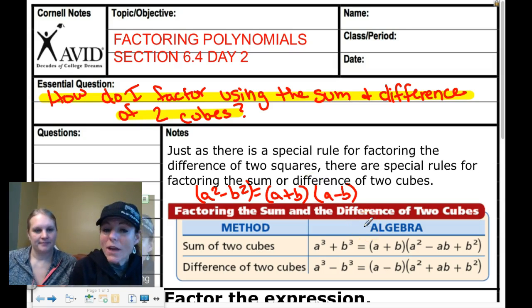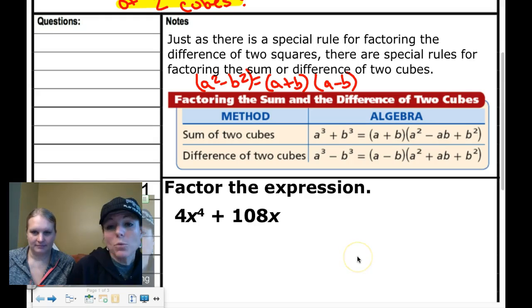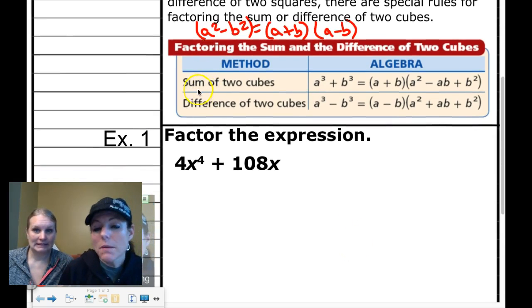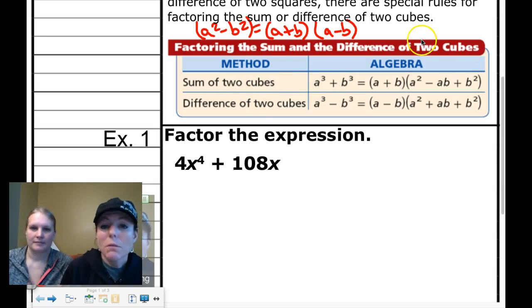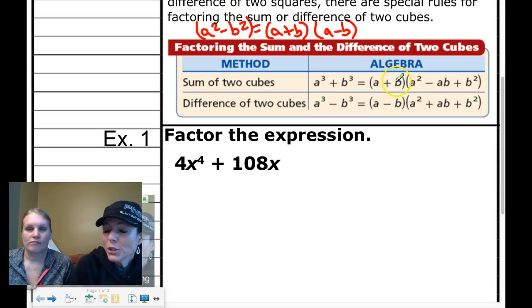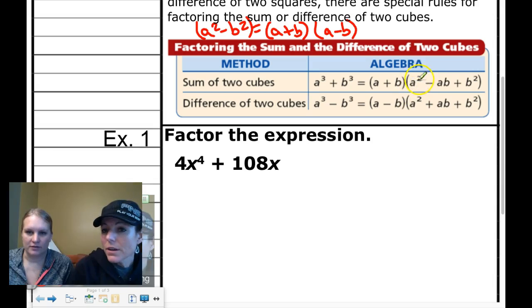We now have a rule for the difference or sum of two cubes. I'm going to warn you now, you need to memorize these. So, sum of two cubes: you have a cubed plus b cubed, just like we did with the squares. Once you have that, you plug it into a formula: a plus b, times a squared minus ab plus b squared. You take the first term squared, last term squared, and then plug them together.